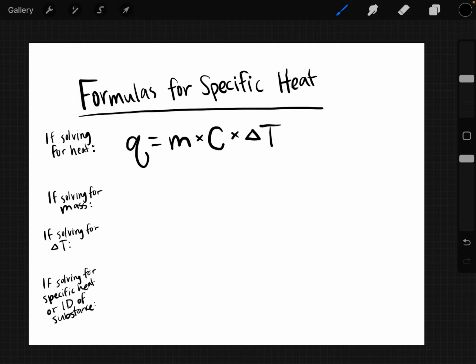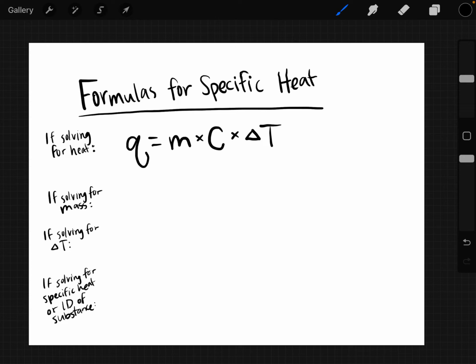Okay, this video is about the ways that we can manipulate the formula for specific heat depending on whatever variable we're solving for. So you don't need to watch this video. If you know how to algebraically move around an equation based on who you're solving for, then you do not need this video.